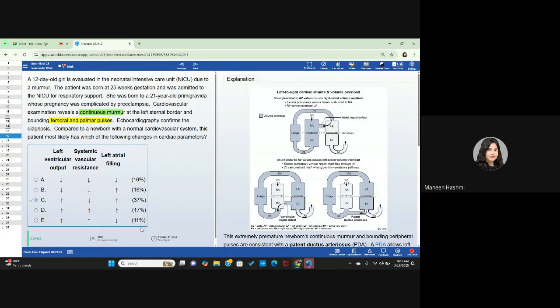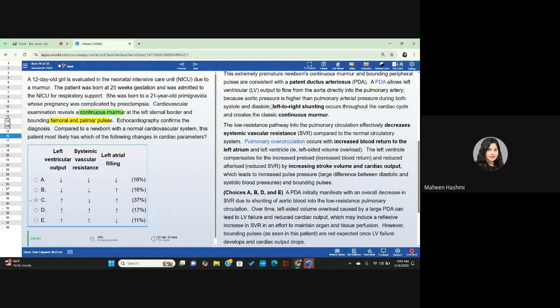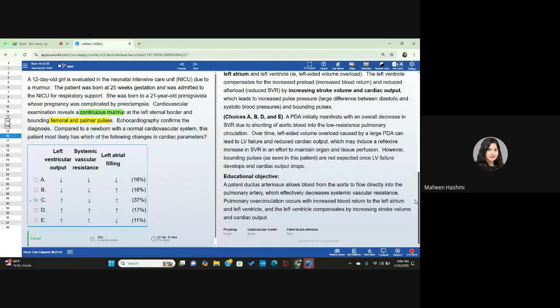All right, so what happens? We know that they were talking about patent ductus arteriosus. In patent ductus arteriosus, there's left to right shunting going on, and as a result there's a continuous murmur. In the PDA, blood flows from the aorta directly into the pulmonary artery, and that effectively decreases your SVR. And over here, you will see that there's a decrease in the SVR, right?